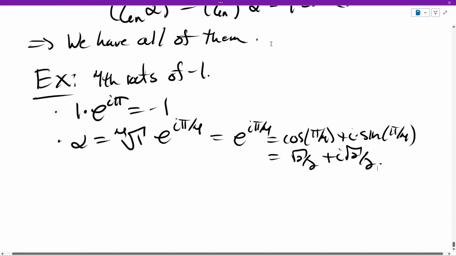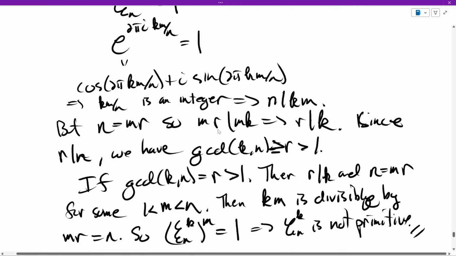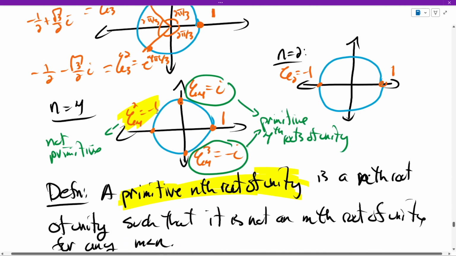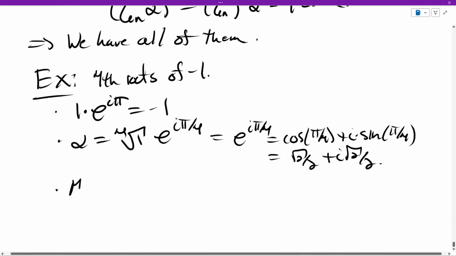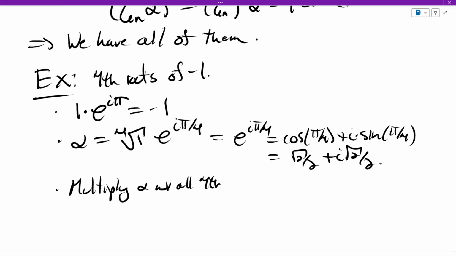All right, so that is our alpha in this case, and we actually already computed the fourth roots of unity. Let's look at them real quick, just to remind ourselves. When n is 4, the primitive fourth roots of unity are i and -i, but the standard one is i. The second power is -1, and the third is -i. So what we're going to do is multiply alpha with all fourth roots of unity, and I'm going to multiply the binomial expression on the right.